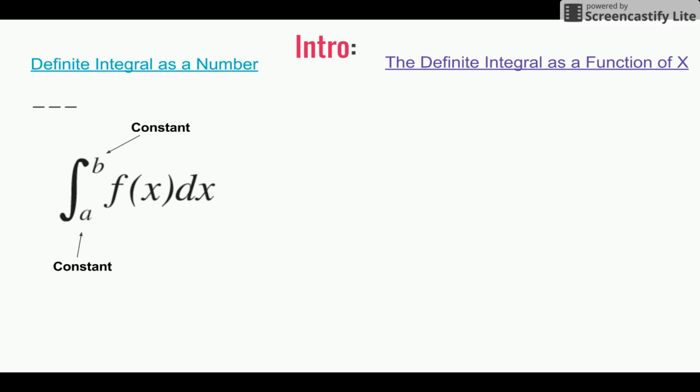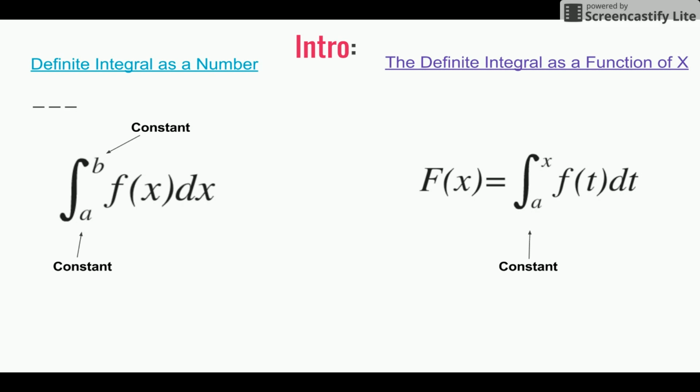So the next thing I want to talk about is the definite integral as a function of x. So we have uppercase F of x equals the integral from a to x of f of t dt. What's a little bit different is that we have an x here as an upper limit of integration. Our lower limit of integration is going to be a constant, just like we saw before, but what's different is that x is going to be a variable.